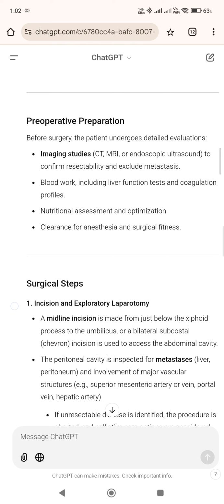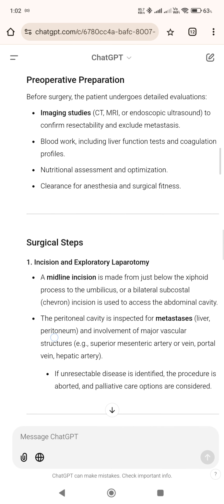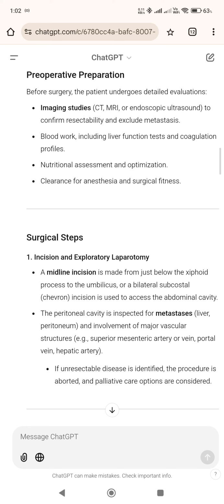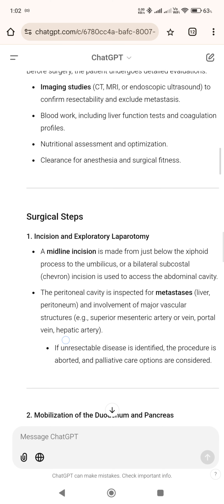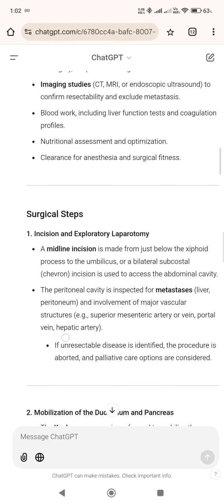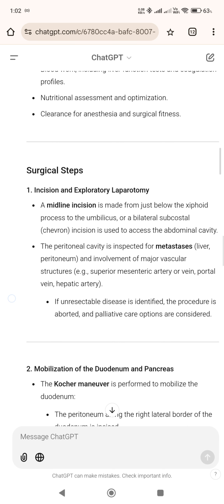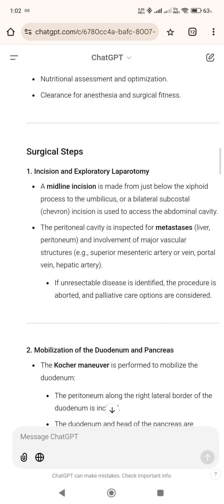Preoperative preparation. Before surgery, the patient undergoes detailed evaluations. Imaging studies, CT, MRI, or endoscopic ultrasound, to confirm resectability and exclude metastasis. Blood work, including liver function tests and coagulation profiles. Nutritional assessment and optimization. Clearance for anesthesia and surgical fitness.